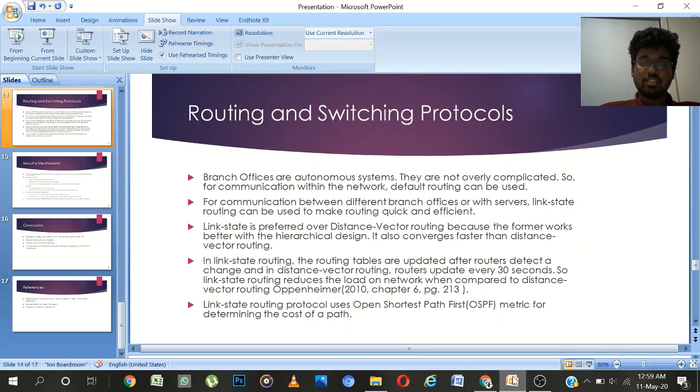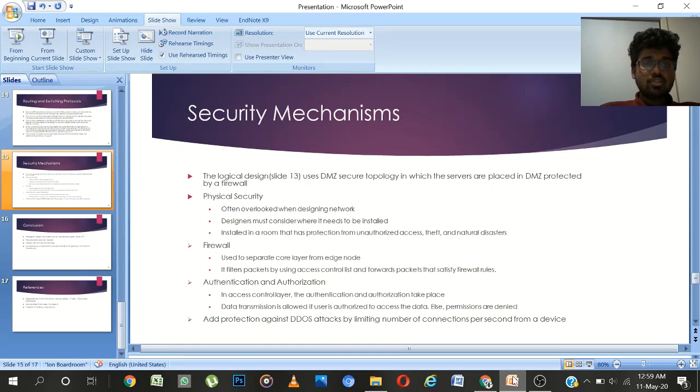In the security mechanism, the logical design uses a DMZ security topology with a firewall. There are three types of security: physical security, firewall, and authentication and authorization. For physical security, the network design must consider that the equipment needs to be installed in a room that is protected from unauthorized access, theft, and natural disasters. Authentication and authorization take place in the access control layer, where the user is allowed to access the data, otherwise permissions are withheld. Added security against DoS attacks is provided by restricting the number of connections per second for each computer.